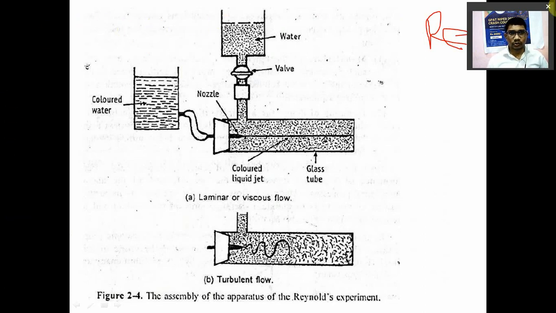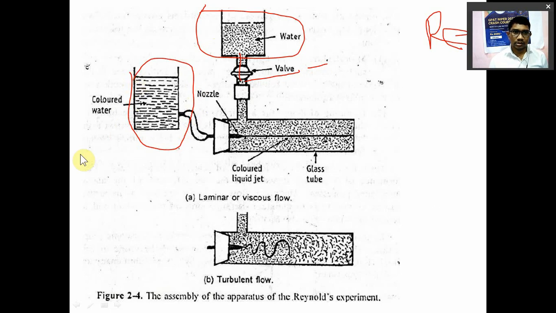So you will have one glass tank containing water. It is connected with a valve to control the flow of that water. So a glass water tank having water connected with the valve to control the flow of water. Another tank is there which is having colored solution.